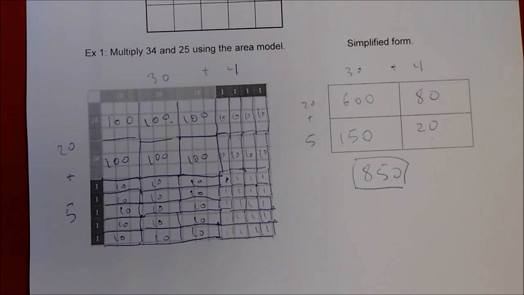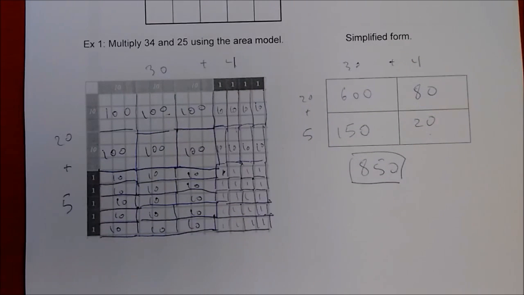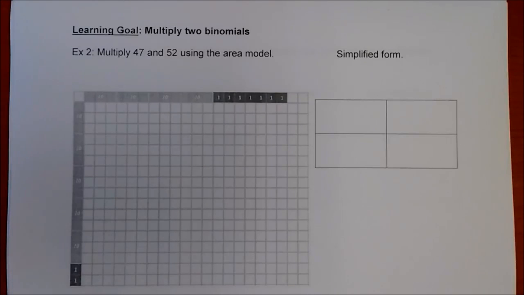Now go ahead and pause the video and discuss what happened in this example with your neighbor. Alright, here's one for you guys to try. In this example, we're going to try to multiply 47 and 52 using the area model, and then using the simplified form. Now go ahead and pause the video and try this one.